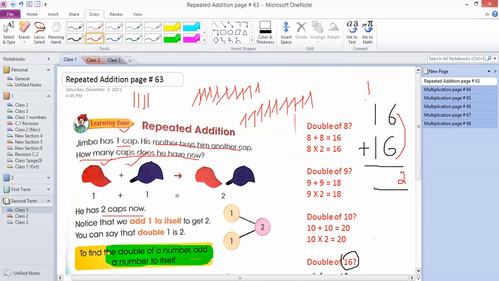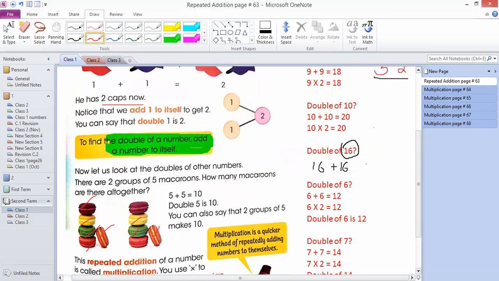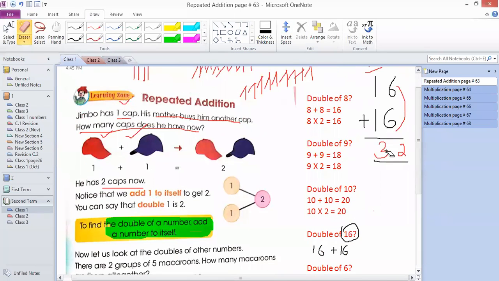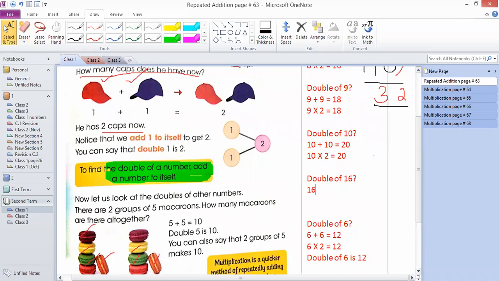1 carry. Because in 12 there is 1 ten and 2 ones. Now add the tens. 1, 1, 2, 2 plus 1, 3. So double of 16 is 32. You will add 16 and 16 and that will become 32. Or you can just simply multiply 16 by 2. That will be also 32. Is it clear?